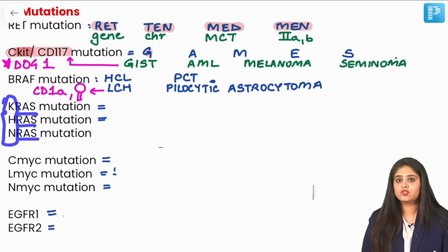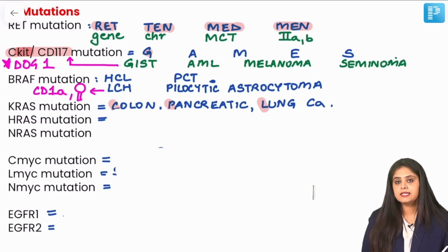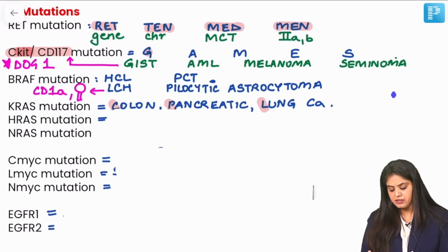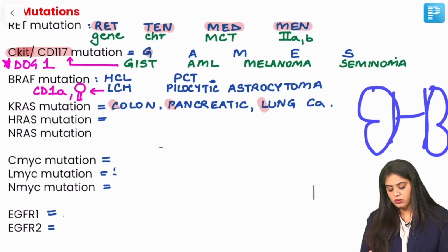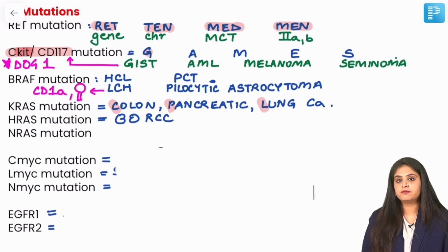So KRAS, HRAS, NRAS. KRAS is mutated in the common tumors, that is KPL: colon cancer, pancreatic cancer, lung cancer. With HRAS, we've always been a little silly in making an H and then hanging two kidneys on top of it. So this is mutated in renal cell carcinoma. NRAS is not something that you have to learn as a mutation for the exam.